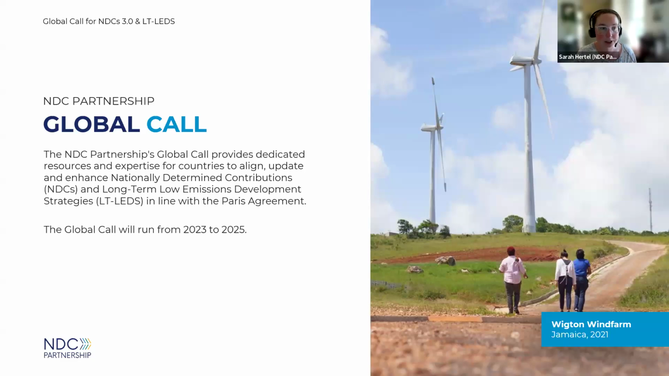climate actions that lead to unlocking finance at scale and meeting the Sustainable Development Goals, ensuring a low carbon and resilient future. The NDC Partnership's global call is a mechanism to provide dedicated resources and expertise for countries to align and update their NDCs and LTLEDs aligned with the Paris Agreement. And that is our mechanism of support for countries that can be utilized through the NDC 3.0 Navigator as well, which I will go into briefly later.